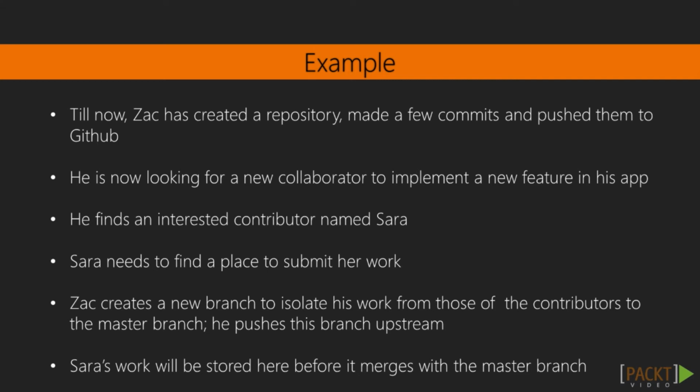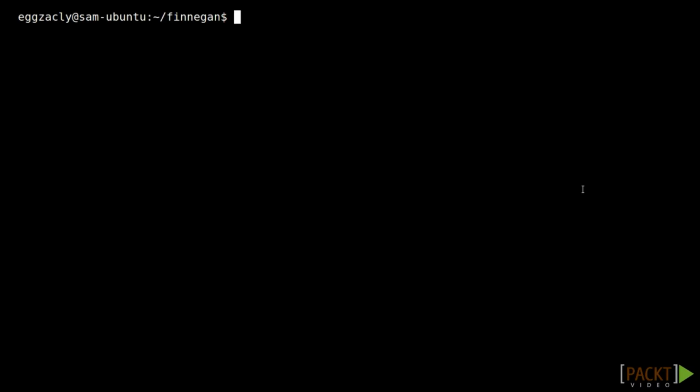In order to keep her work isolated from other submissions to the master branch, Zach is going to create a new branch on his local machine and push it upstream. This is where Sarah's work will be accumulated until it's ready to be merged into the master branch. One way to create a new local branch is with the git branch command, followed by the branch name as the only argument.